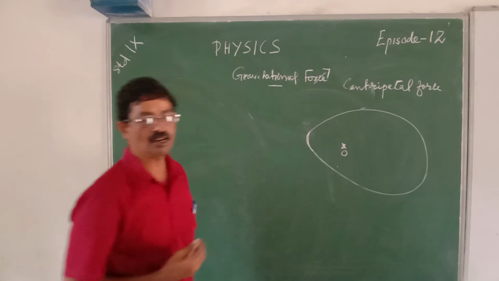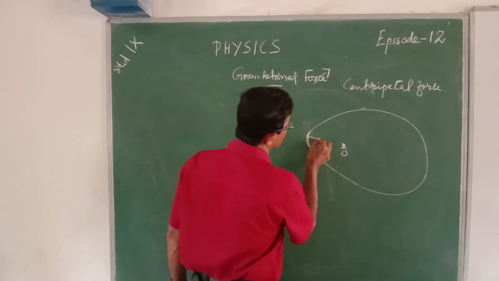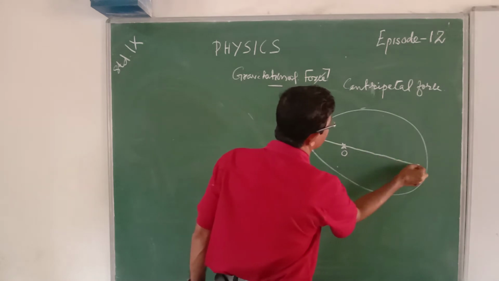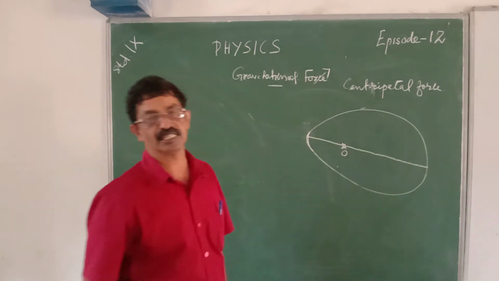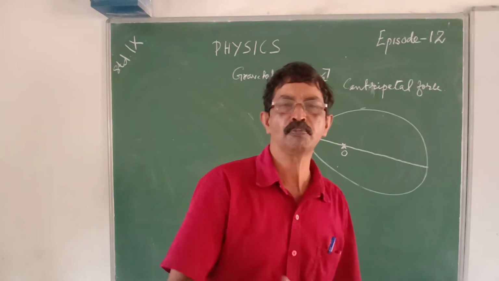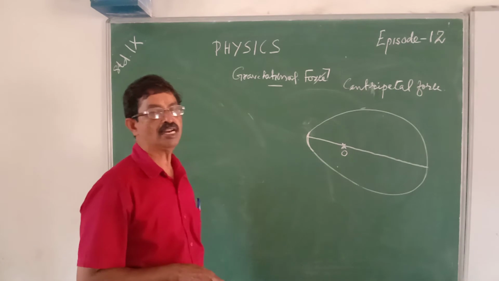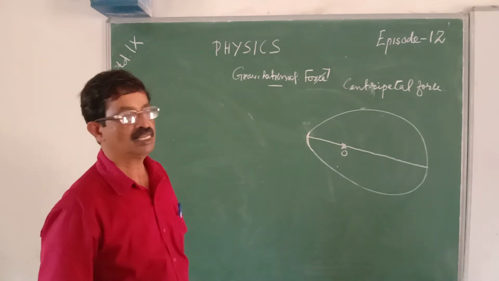And the second law says that the radius vector drawn from sun to planet sweeps equal areas in equal intervals of time.